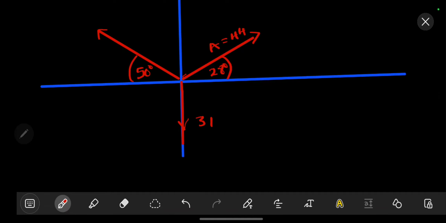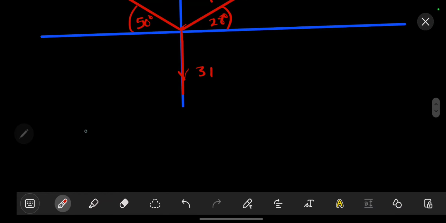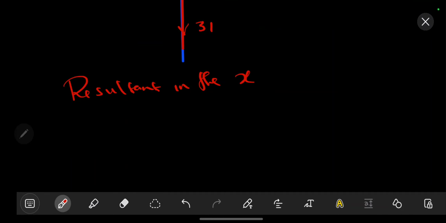There are many ways of adding these vectors. Others will use a table, but I feel like the table wastes time. So what we are going to do is separate these into two components. Remember everything that I have already taught you: the x component is associated with cos. So the resultant in the x, remember the formula I gave you. As long as you are dealing with x, it is equal to R cosine of theta.